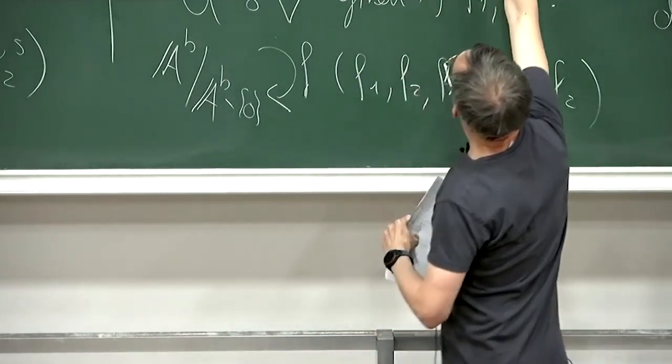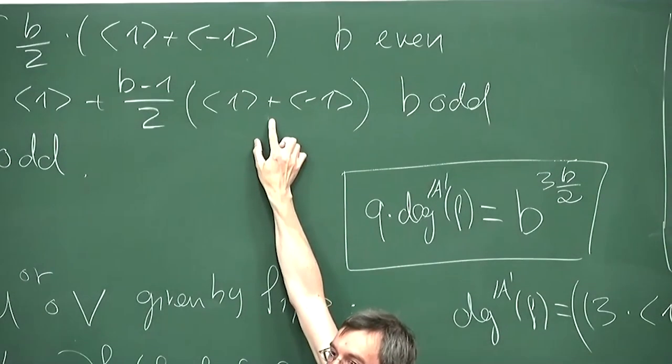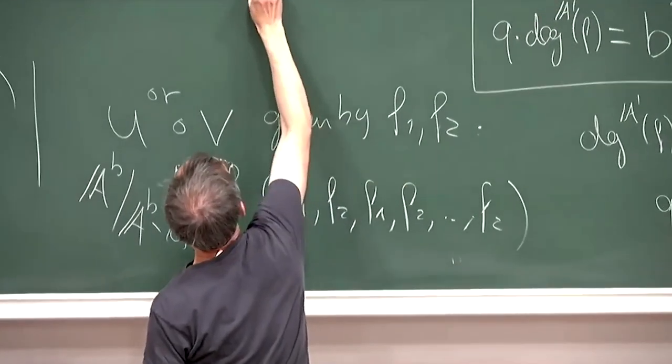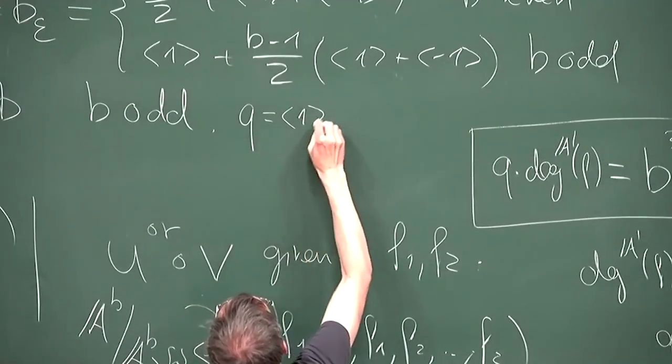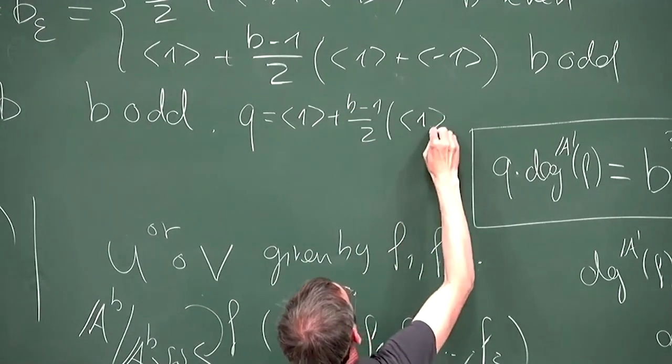I didn't write it down. So you write down the minus sign here. Oh, yeah. Okay. Right. I forgot that. Just change the plus to minus. Yeah. So here, Q is. Oh, thank you, Mark.